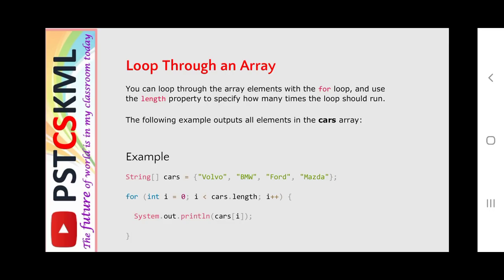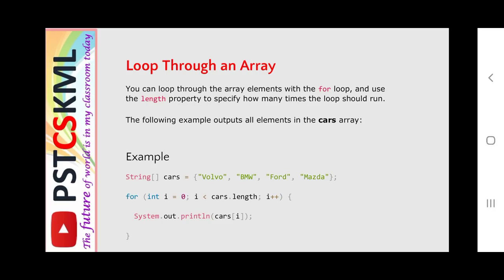The first time I enter the loop, System.out.println(cars[i]) with i equal to 0, the first output will be Volvo. The second time I enter the loop, I get BMW, the third time I get Ford, and the fourth time I get Mazda. The last time I cannot enter again, because i is 4 and cars.length is equal to 4. When i becomes 4, it is no longer less than 4, so it will terminate from the loop.